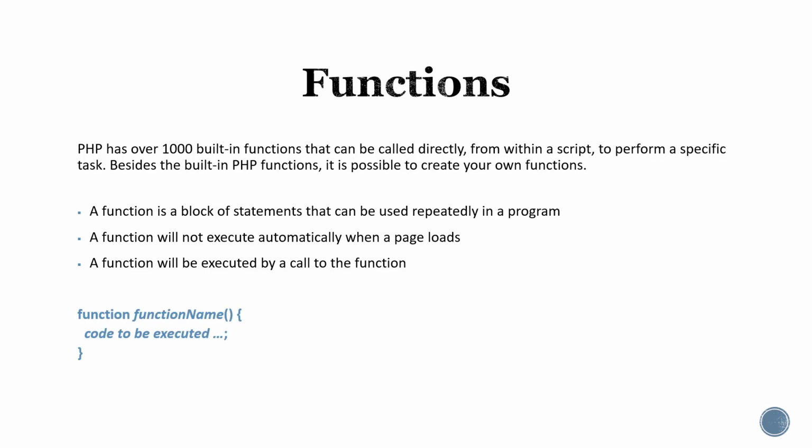Here in the example, we see the syntax used to declare our own custom function. It's initiated with the function keyword, followed by the function name, followed by parentheses, which may or may not have parameters, and within the curly brace, which is the function body, you will have the code that is to be executed.